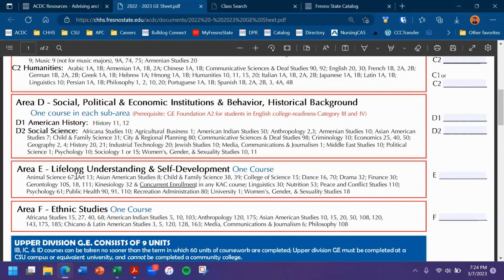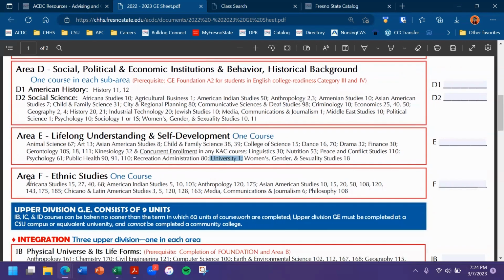And that similarly applies to Area E as well, which we typically consider a much more eclectic area where you have courses like personal finance, personal development, or the University 1 class, which reviews strategies for success in college. Area F, similarly, just needs to have one course taken from the four main areas of Africana Studies, American Indian Studies, Asian American Studies, or Chicano Latin American Studies, all of which these courses will either be a part of or directly under. And this is now different for students starting in 2021, as this area is now required.